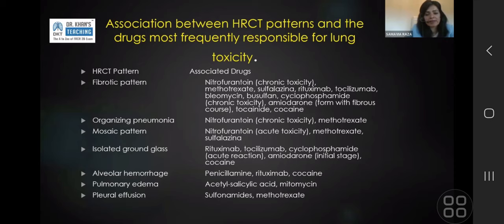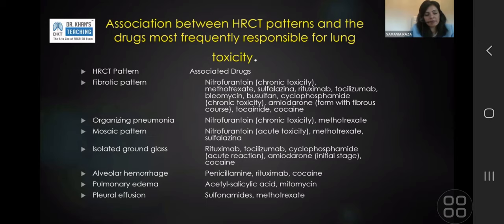So that directory is free and accessible to everyone. You can look up a drug that you've never heard of before, and the patient happens to be on it, you can look it up to see whether that drug is actually pneumotoxic. The common ones you will hear are rituximab, nitrofurantoin, cyclophosphamide, methotrexate.